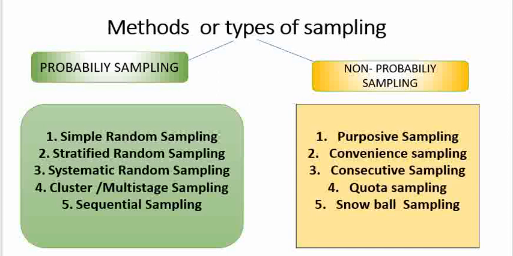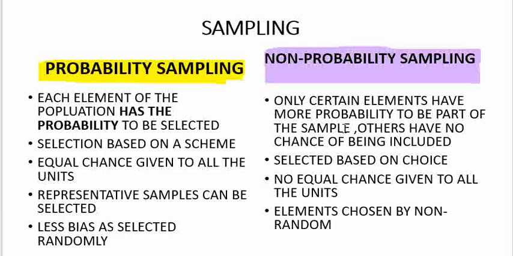So one by one, let me explain it to you. What is probability sampling and non-probability sampling at first? As the name suggests, probability means there are some chances to be selected. So in this type of sampling, all the units in the population are given an equal chance to be selected, and representative samples are selected. There is less bias because they are randomly chosen. Each element has a probability to be selected. That's why it is called probability sampling.